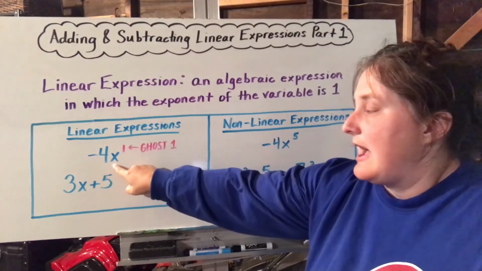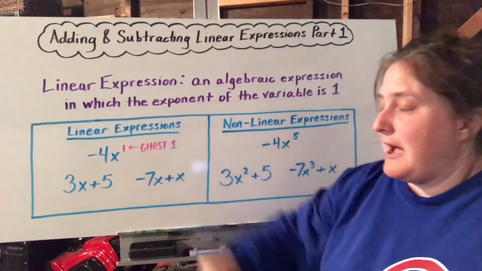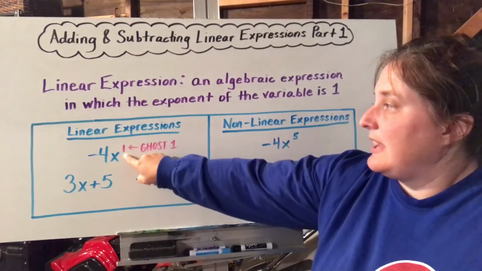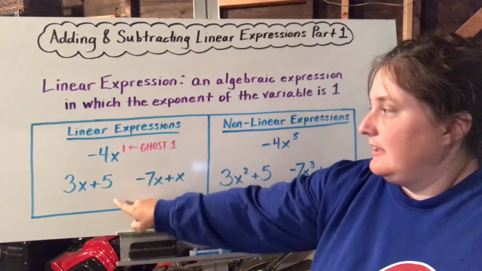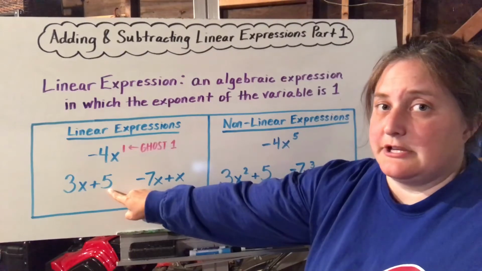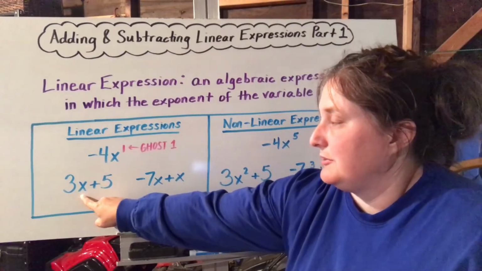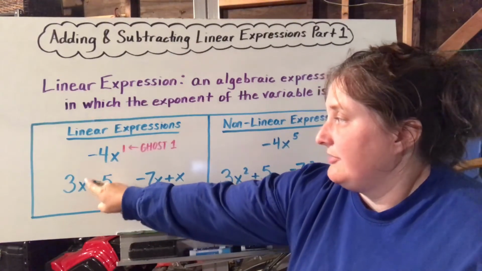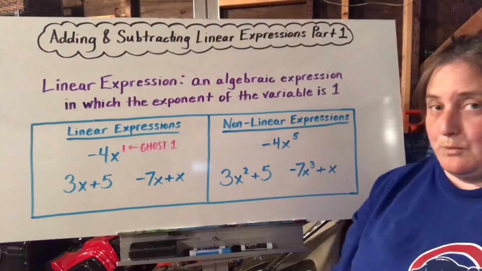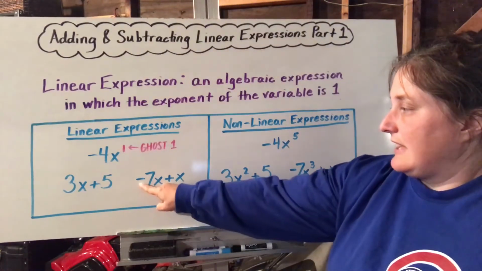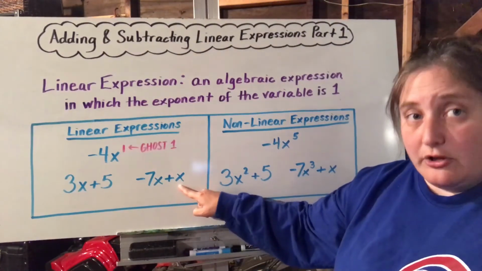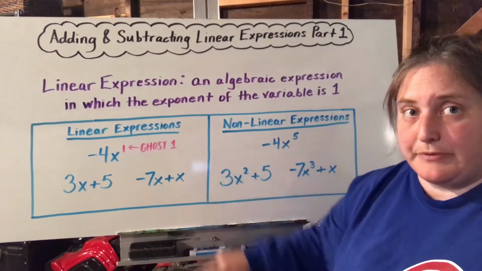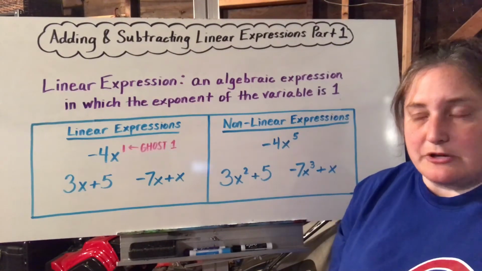So negative 4x, or negative 4x to the first power, is a linear expression because this variable only has a power of 1. 3x plus 5 is also a linear expression because this variable x would only be raised to the first power. Even though it's not written there, we can imagine that's the first power. There's only one x there. So negative 7x plus x is also a linear expression because both variables x are only raised to the first power. So what's not a linear expression?